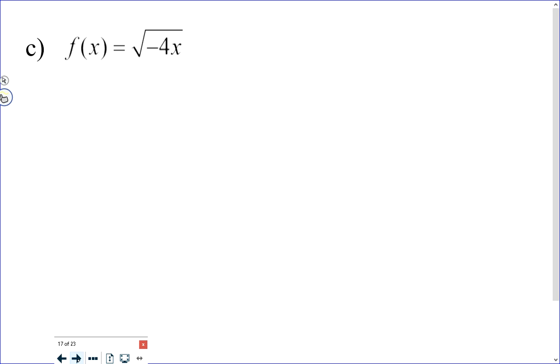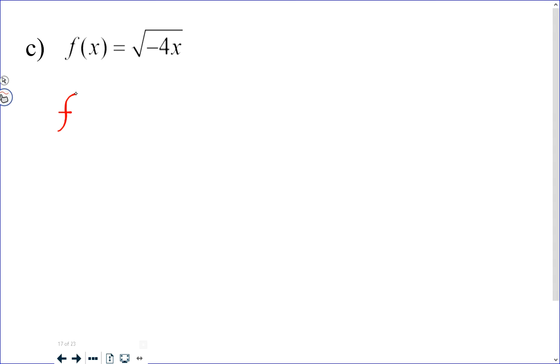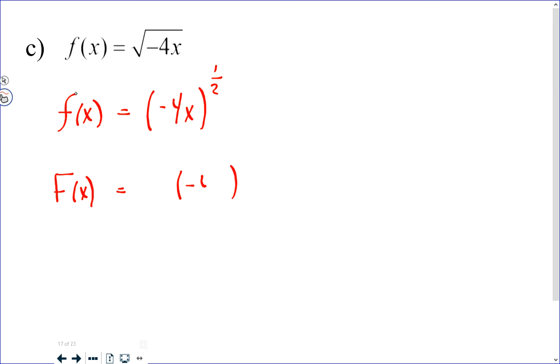I'm going to rewrite this function, first of all, with exponential notation as opposed to a radical, and write f of x is negative 4x raised to the 1/2. So this is a really tricky one. When you differentiate, and I've said this a lot, when you wrap an exponent around a base, the base remains the same. So when you anti-differentiate, the base has to remain the same. The exponent has to go up by 1.